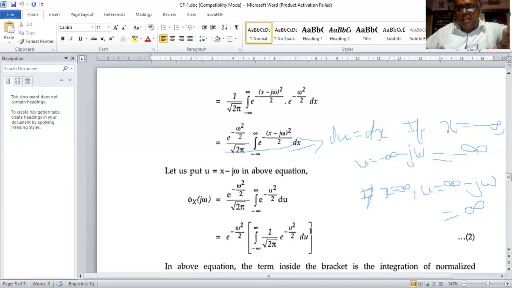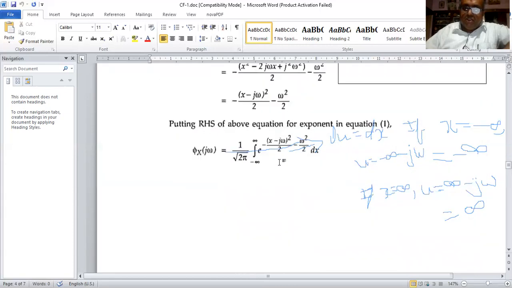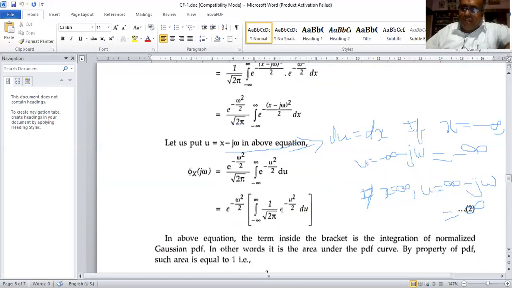So this entire integral within the square brackets gets replaced by 1. If you want to prove it mathematically, I can do it. I need to do another circus. I have to put u squared equal to some variable, say t, and then evaluate it. So instead of doing those extra 5-6 steps, I am using the concept of area under the PDF curve. I am comparing this integral with the definition of the standard normal curve. So this area under the PDF curve should be equal to 1. So that's why this entire integral evaluates to 1.